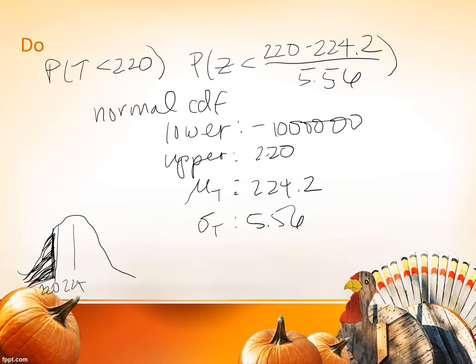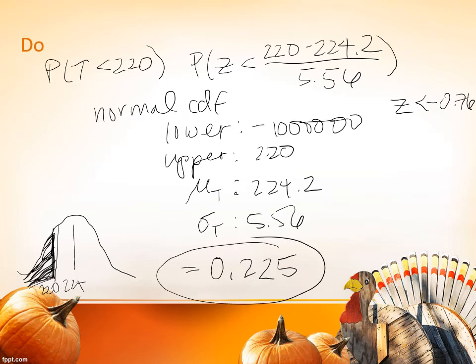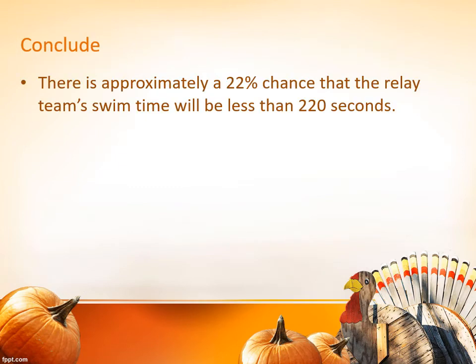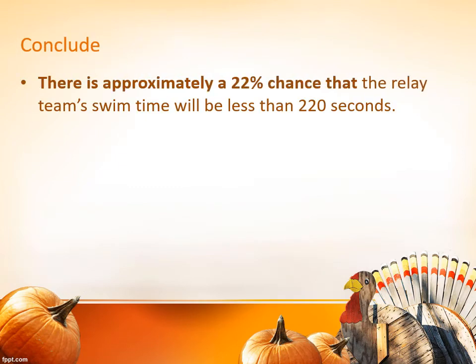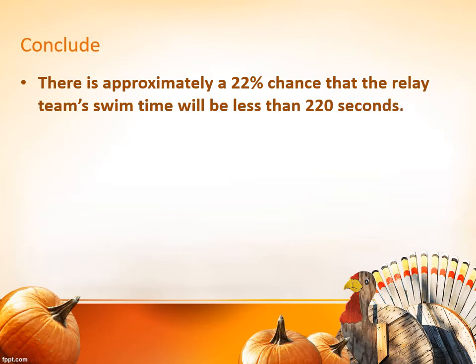So I get a proportion of 0.225. If you were to do this with a table, I think you get 0.2236 looking at the z-score. So you end up with a z-score where I'm looking for something that's less than negative 0.76. Okay, so here's my answer. But of course, it's not in context. So in context, there is approximately a 22% chance that the relay swim's time will be less than 220 seconds. And that is that problem.